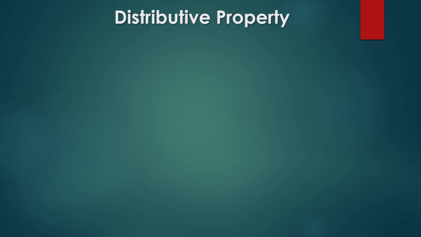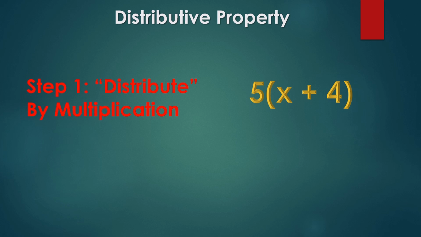Now we're going to talk about distributive property. Distributive property is where you take a number expression like this, 5 times x plus 4. What we're going to do is we're going to distribute that 5 that's out in front by multiplication to everything inside the parentheses. Now I'm showing it with a binomial, but it can be done with any number of terms.